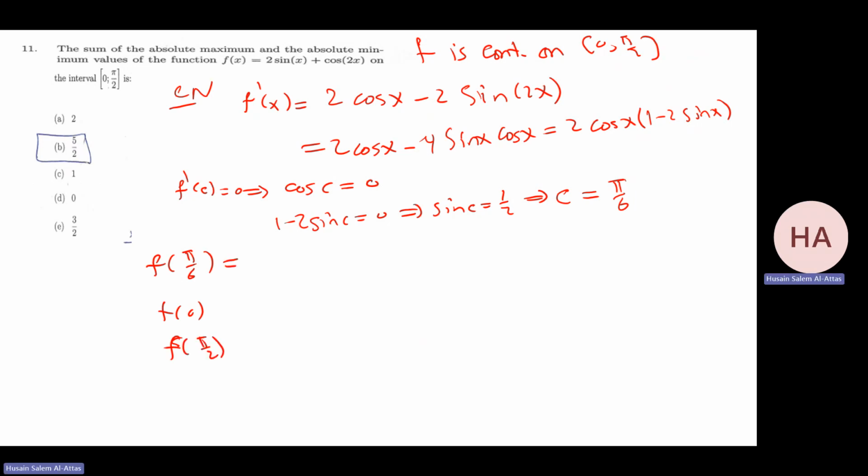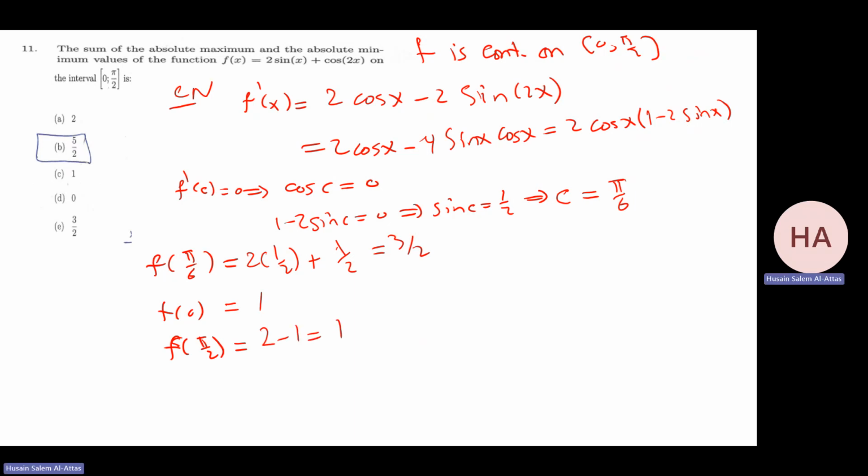F at pi over 6 would be what? 2 sine pi over 6, which is 2 times half, plus cosine 2 pi over 6, cosine pi over 3, which is half again. That will be what? 3 over 2. F at 0, sine 0 is 0, and cosine 0 is 1, that is 1. Pi over 2, sine pi over 2 is 1, and cosine pi is minus 1. So that would be 2 minus 1, which is 1.